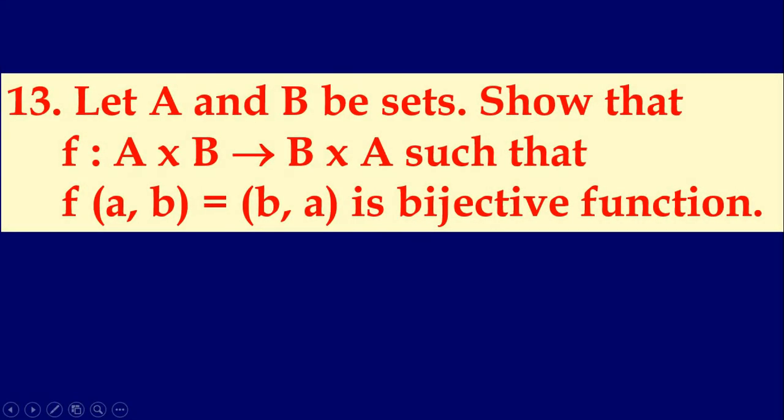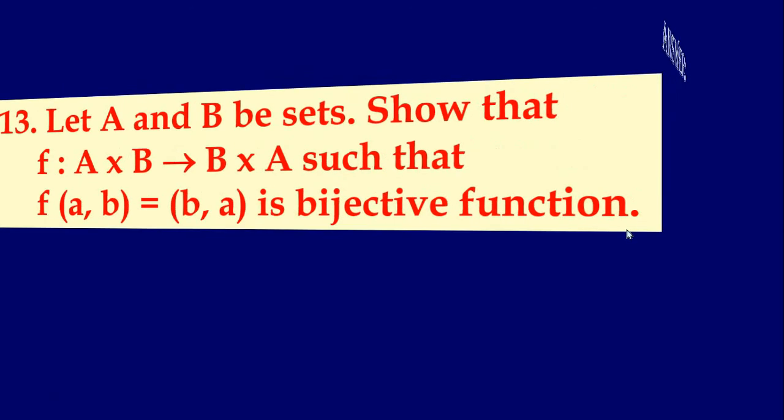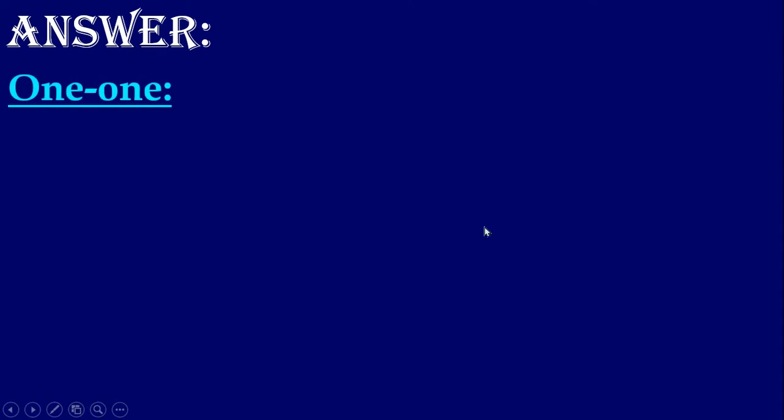The next problem, let A and B be two sets. Show that f from A cross B to B cross A such that f of (a, b) equal to (b, a) is bijective function. We have to prove that this function is both 1, 1 and onto function. Now first we prove this is 1, 1 function.